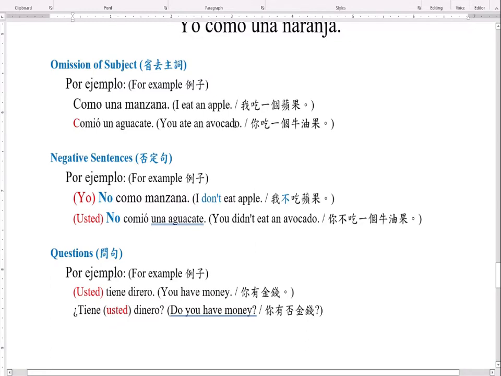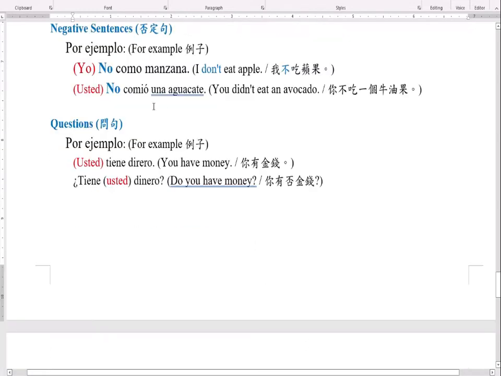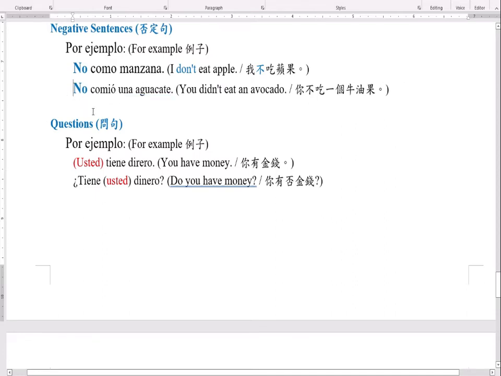You ate an avocado. The negative sentence, for example, yo no como manzana. I don't eat apple. We only add no before the word como, and we omit the yo, so the sentence will be no como manzana. I don't eat apple. Usted no comió un aguacate. You didn't eat an avocado. We also add no before the word comió, and we omit the usted, so the sentence will be no comió un aguacate. You didn't eat an avocado.